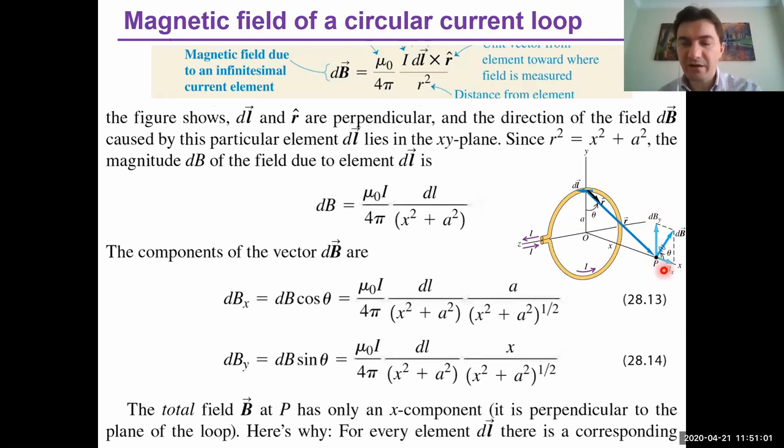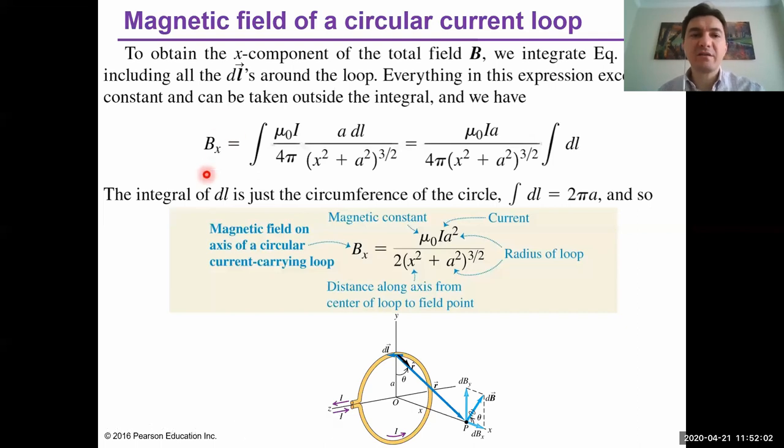Here we have the x component and the y component, and here we have the angle theta. The x component is given by dB times cosine theta, and the y component is given by dB times sine theta. We have calculated dB, so put it there. Instead of cosine theta, use a over r, and instead of sine theta, use x over r. What about the y component? The y component will be zero, because if you choose another infinitesimal segment on the opposite side, it will have the opposite magnetic field direction, so they cancel each other. Finally, we will have a magnetic field only along the x-axis.